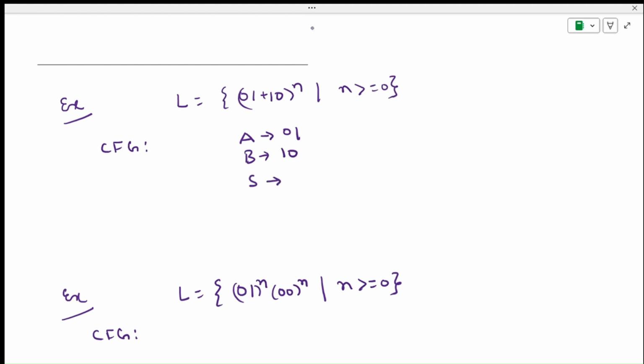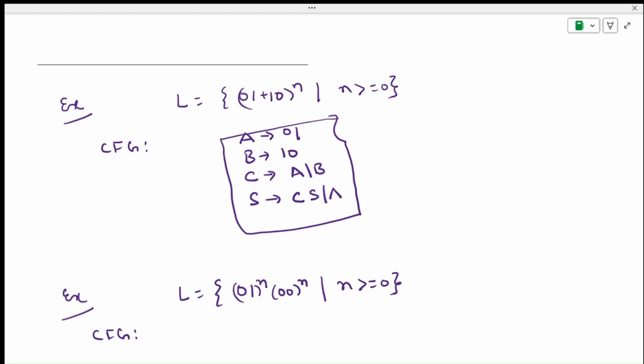Take one more variable C, which is either A or B. And we need the start symbol S: S is CS or null. This is the context-free grammar for the given language. We can clearly see A is 01, B is 10, the variable C is either A or B, and the start symbol S is CS or null.